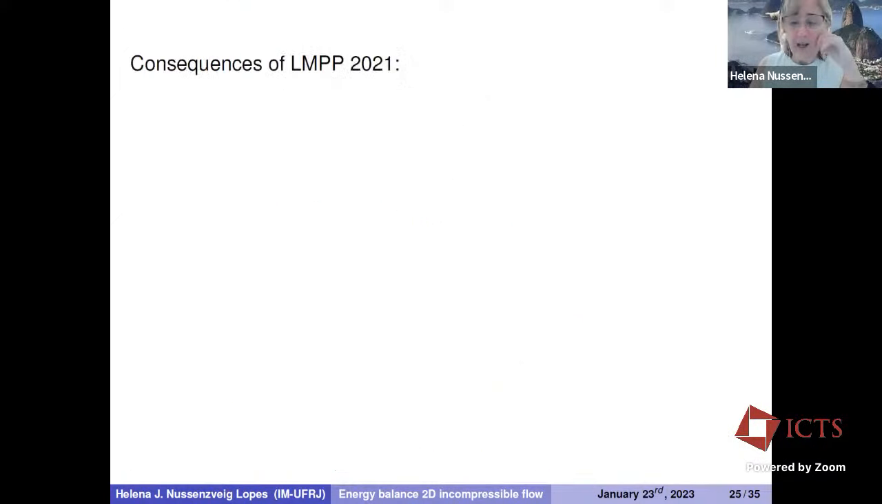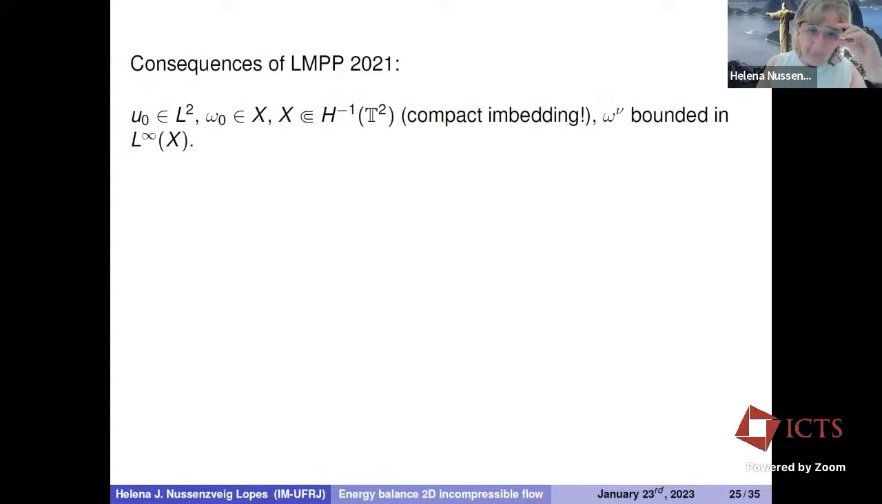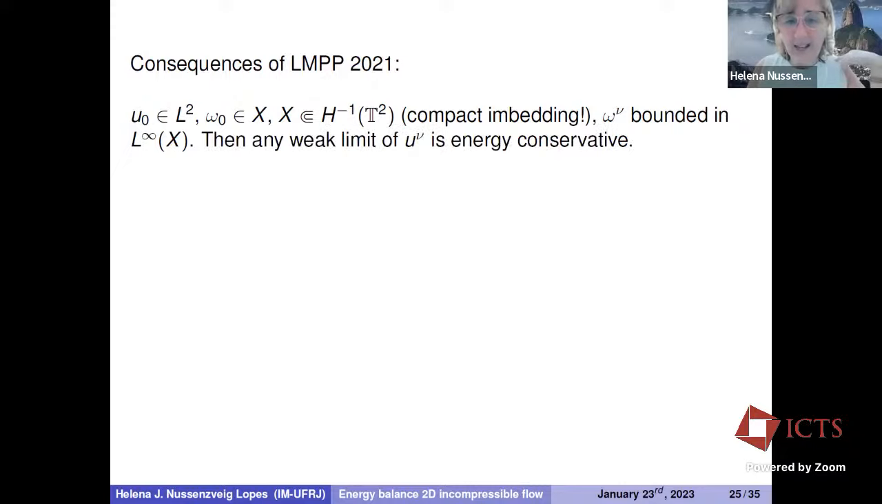Okay, here are some consequences of this result. Suppose that you have an initial velocity in L2 and an initial vorticity which is in some space X, which is compactly embedded in H minus 1. Suppose that you have a physically realizable weak solution U with this initial data, for which the viscous vorticities are bounded in L infinity in time into X in space. Then any weak limit of U nu is going to be energy conservative.